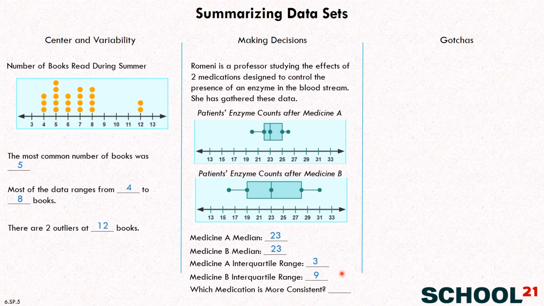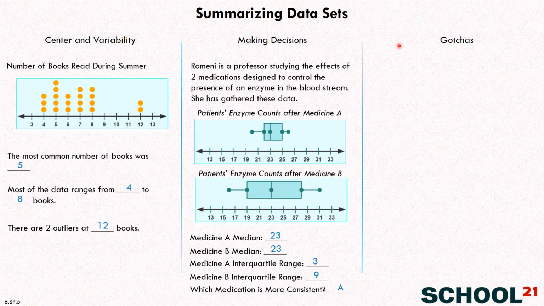Okay, so now we can ask ourselves important questions for doctors or patients. Which medicine is more consistent? Which gives you a more consistent enzyme count? Well, from these box plots, you would have to say that medicine A is more consistent because the range of results is a much tighter range. It doesn't give you results that vary so much and are so spread out. And this is exactly how statistics is used in the real world.